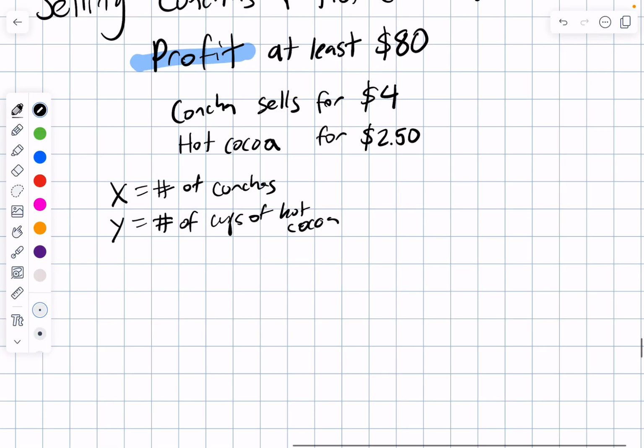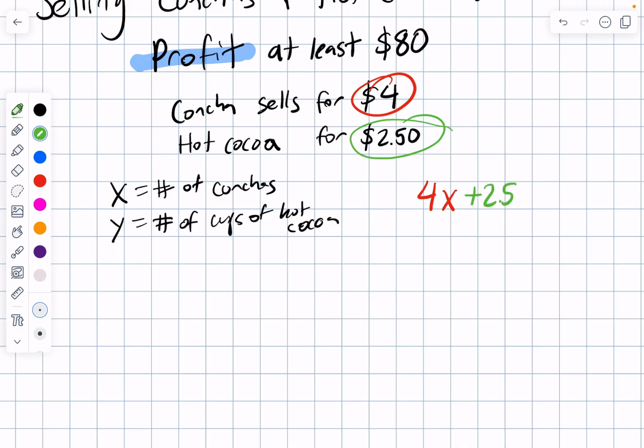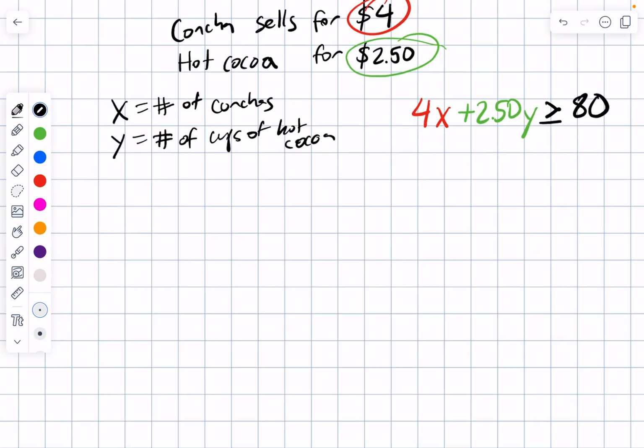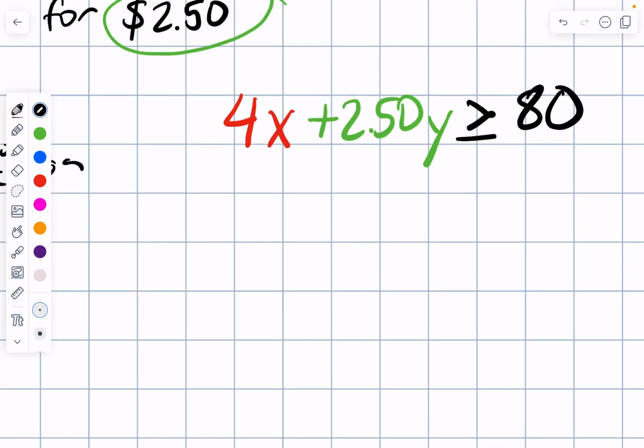Okay, so I know this one sells for $4, so let's say 4x. This one sells for $2.50, so it'd be plus $2.50y. And the profit is $80, and we want at least $80. Would we be happy with $80 or even more? Yes. So it's going to be greater than or equal to. Okay, so now I see this is basically standard form.